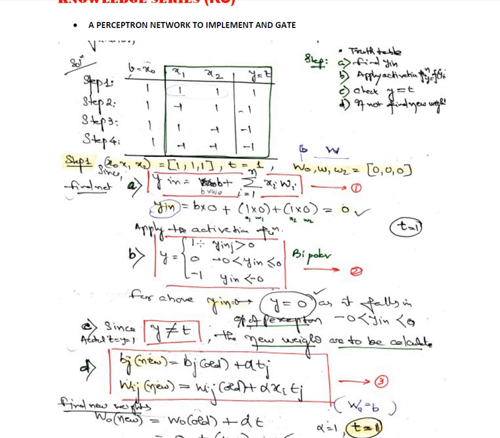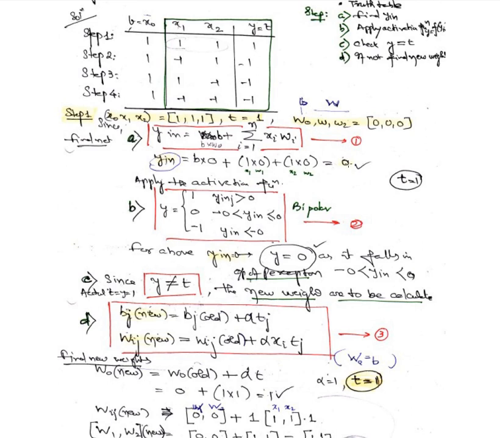Apply the activation function. Our activation function formula is: y is equal to 1 if Yin is greater than theta; y is equal to -1 if Yin is less than minus theta; and if Yin is between theta and minus theta, then it produces 0. So that is what it indicates. Based on these conditions, you will be seeing the situations. Now let us see the corresponding things.